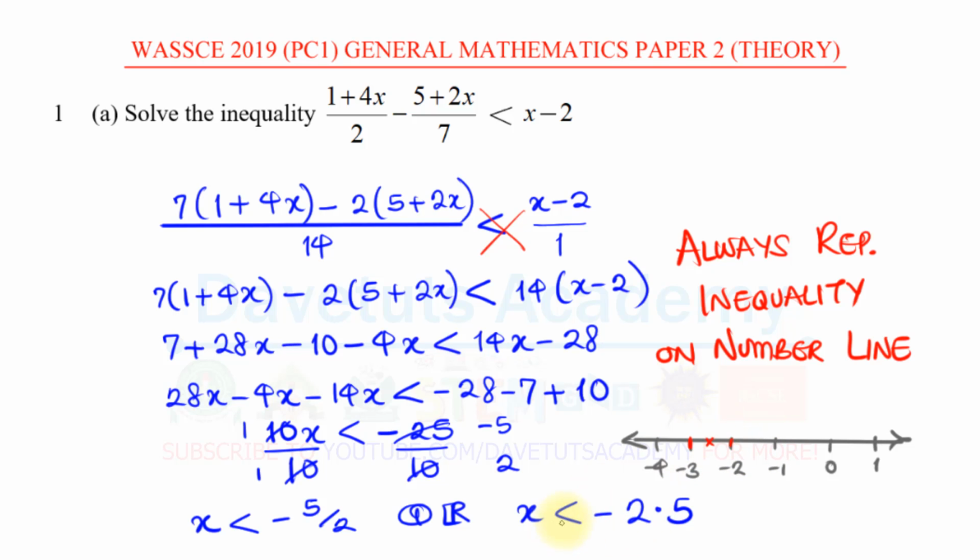So because this is only a less than sign without the less than or equal to, that means we are going to use an empty circle. And then x is less than this value, which means that the value of x will go towards the negative, towards the left hand side. So you can say x is less than minus 2.5, and you are sure that you are going to get your full mark. So that is all there is to this question.